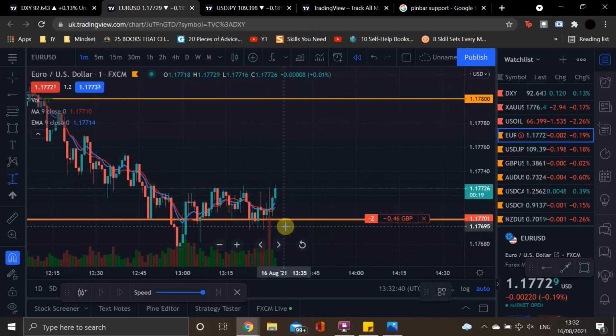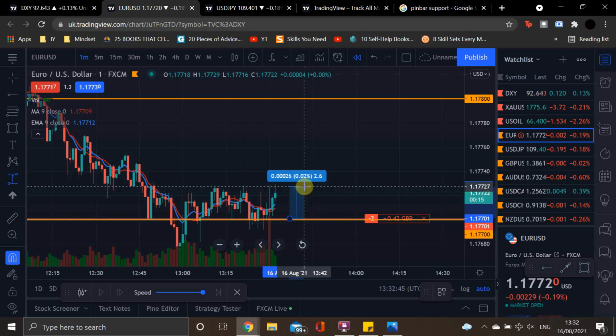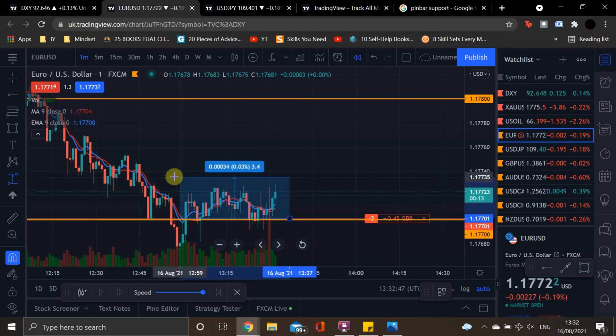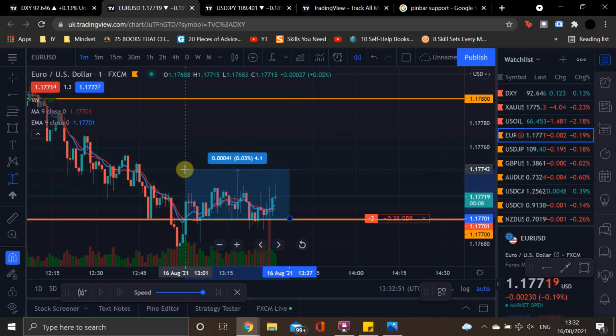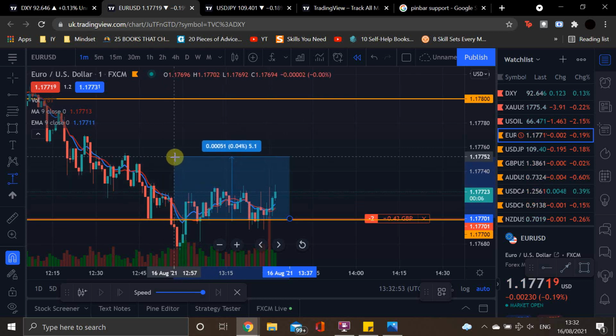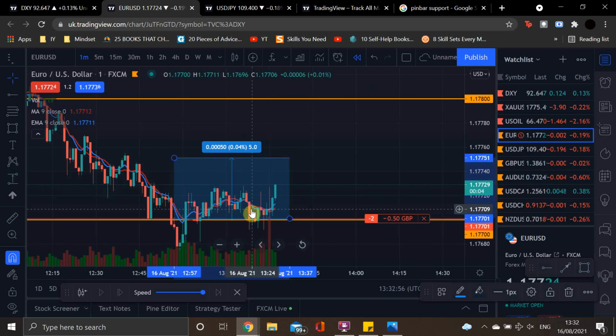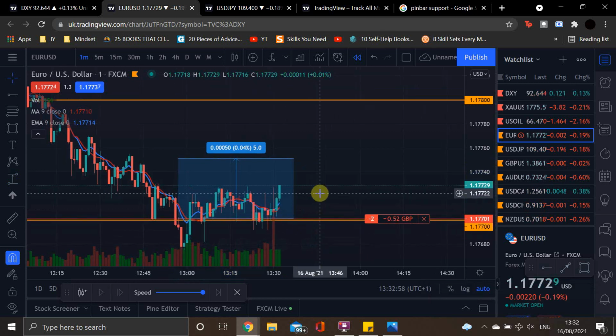Put in a lot of risk. So it has to be at least 5. So I think, yeah, that's a fair area. I'll do that. I don't mind that. I don't mind being in drawdown for 5. So that's a 1 to 2. That's cool.